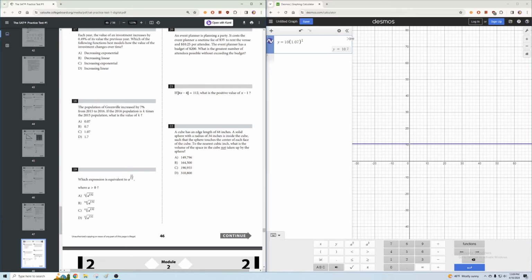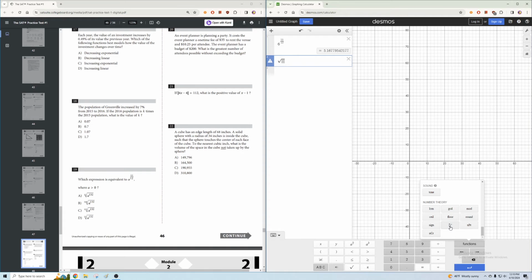Yeah, you can use Desmos on this one. Just plug in an arbitrary value for A. So let's just say I plug in the number 6. So I can do 6 to the 11 over 12. This is just testing your understanding of rational exponents and simplifying fractions. But let's just pretend I don't know any of that.